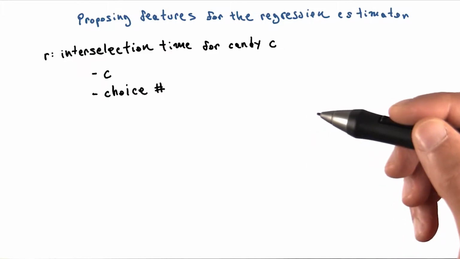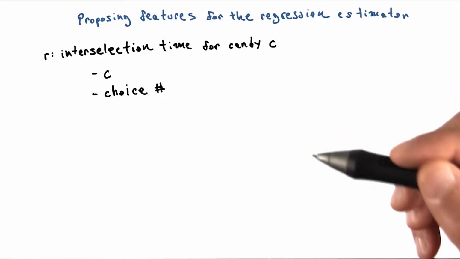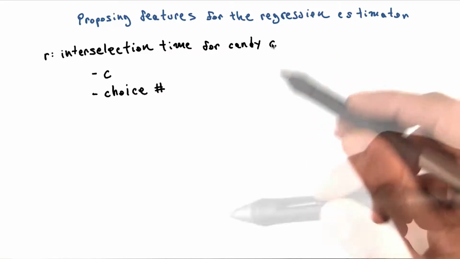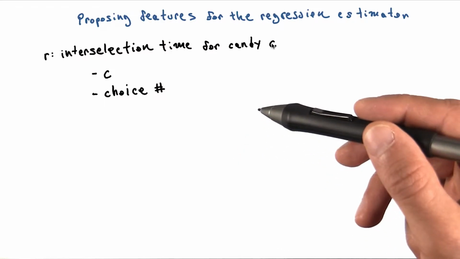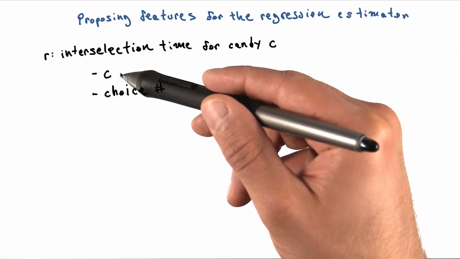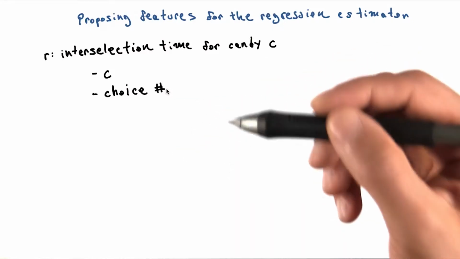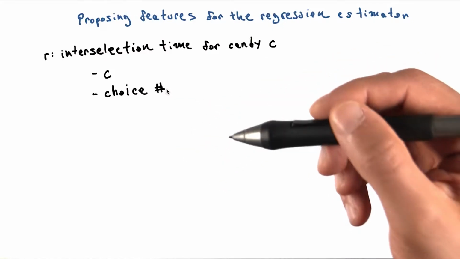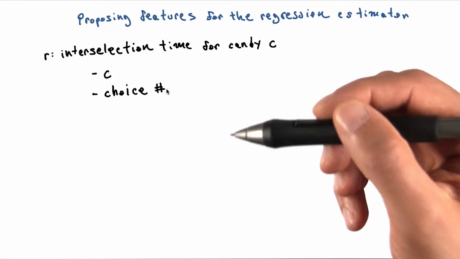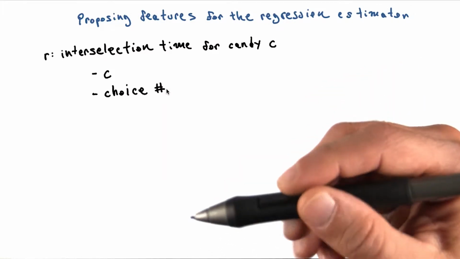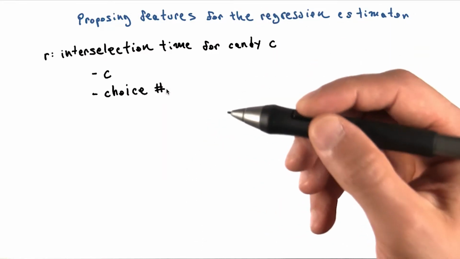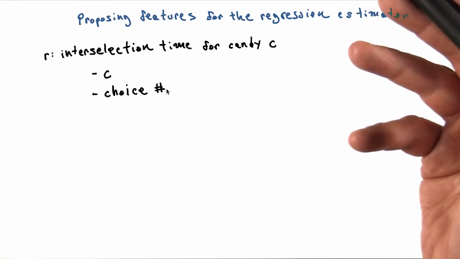So we're trying to create a regression estimator for the interselection time for candy C. Right now, the only features that we're working with are the candy we've selected, C, and the choice number. From visual inspections of the scatter plots, however, it seems that there may exist a relationship between the popularity of a brand of candy and the presence of other brands sharing the candy bowl, as measured by interselection time.